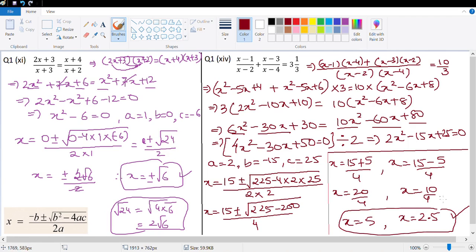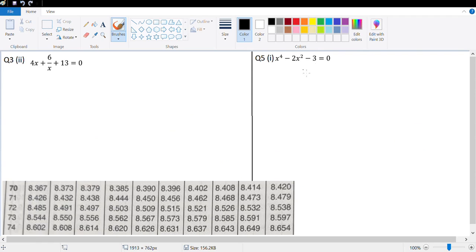That's the final answer. Good, let's look at the next question. The next question that we have is question number 3, part 2. It says 4x plus 6 upon x plus 13 is 0. Let's take the LCM. So the LCM would be x. We have 4x square plus 6 plus 13x is equal to 0. Cross multiplying, we get 4x square plus 13x plus 6 is equal to 0. In this case, a is 4, b is 13, and c is equal to 6.